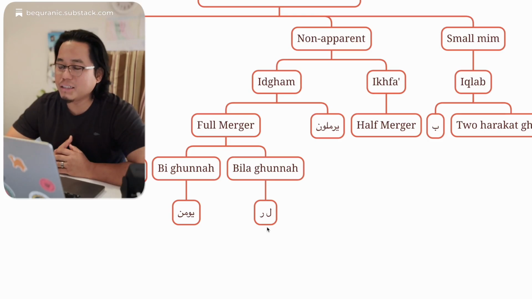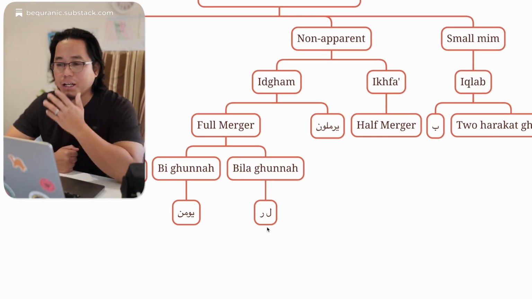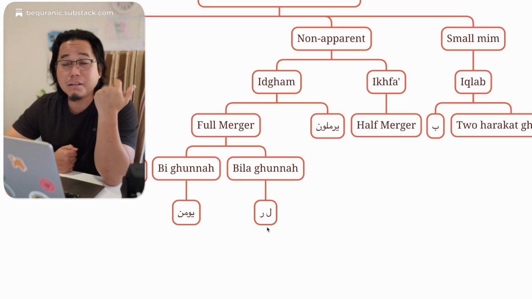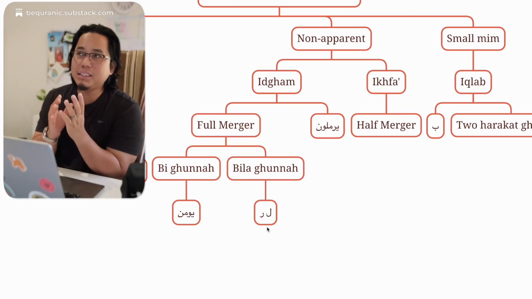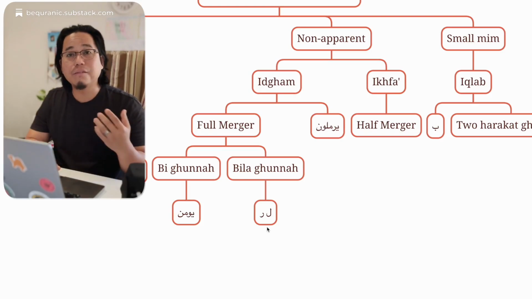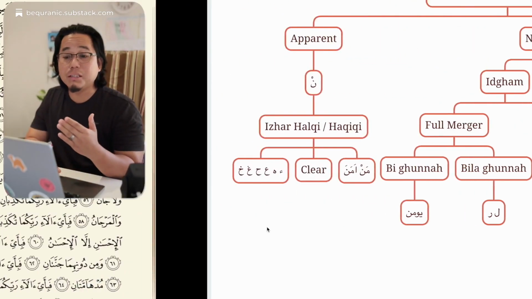Ikhfa is the largest of the Nun Sakin rules. Ikhfa literally means hidden. When you read it, it's easy to imagine: if idgham is a full merger, and a full merger means the sound of the Nun disappears altogether.